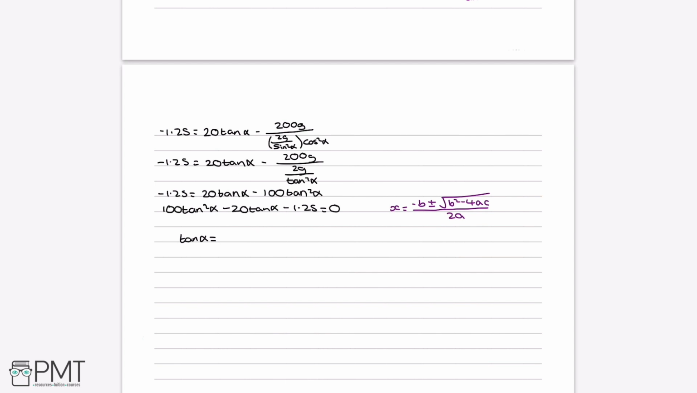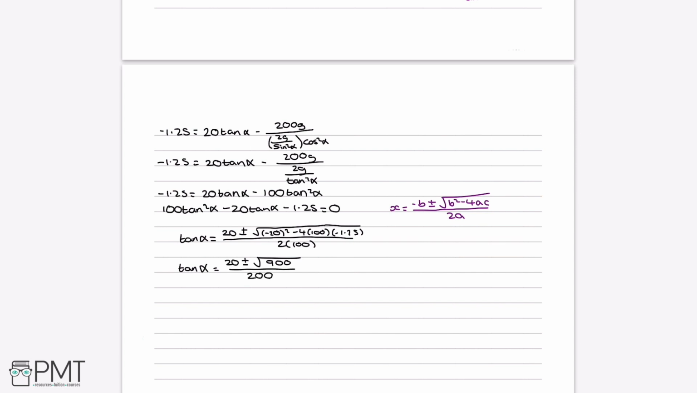So if we substitute these in, minus 20 is just 20, and then it's plus or minus the square root of minus 20 squared minus 4 times 100 times minus 1.25. And then this is all divided by 2 multiplied by 100. So if we simplify this down a bit, more specifically what's inside this square root, we're left with tan alpha being equal to 20 plus or minus the square root of 900 divided by 200.